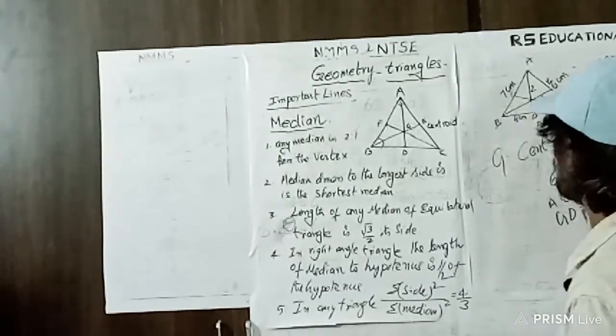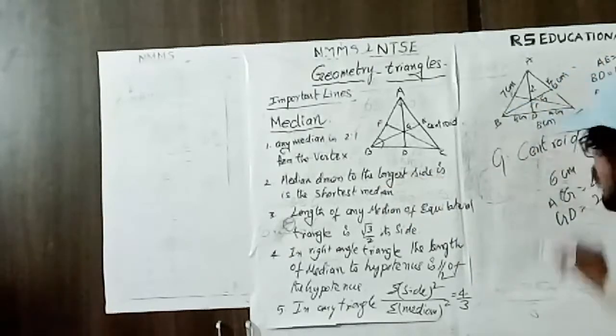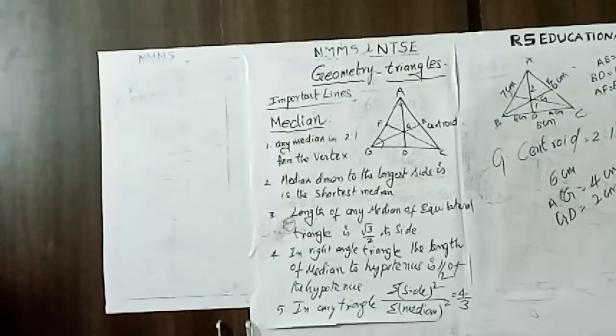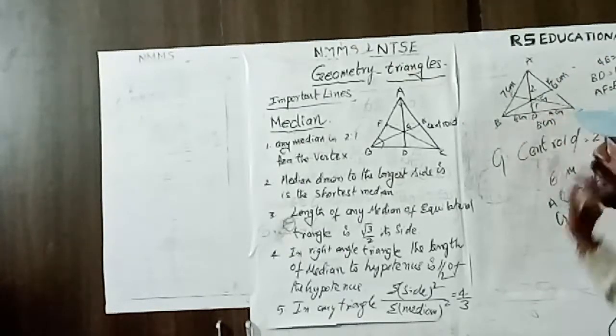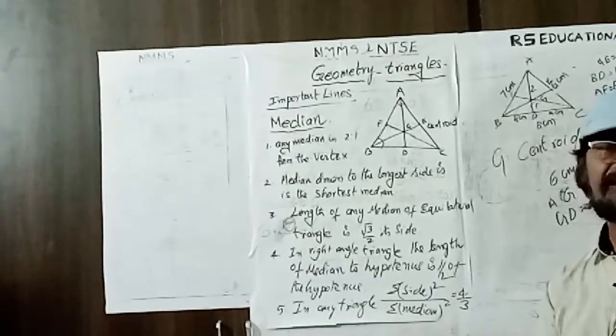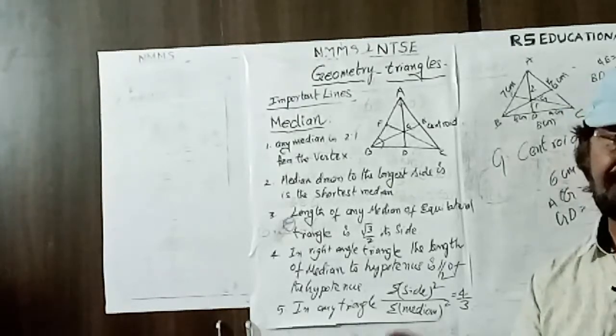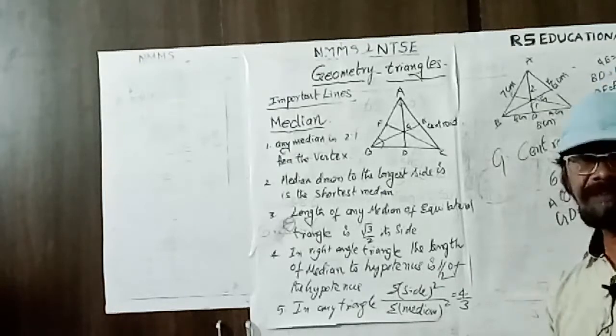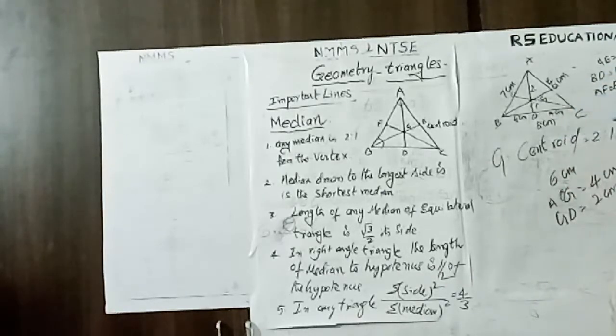Okay. So the median drawn to the longest side is the shortest. Suppose the length of this side is more, then the length of the median is less. So the median drawn to the longest side is the shortest median. The median drawn to the smallest side is the largest median. Understand? Okay.